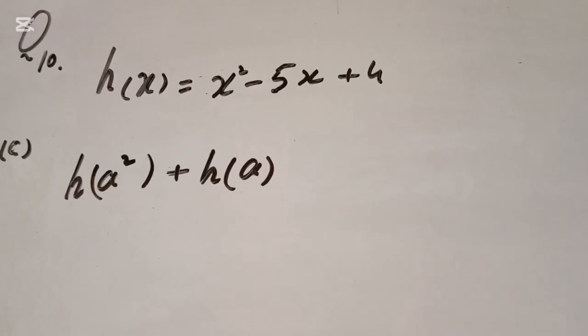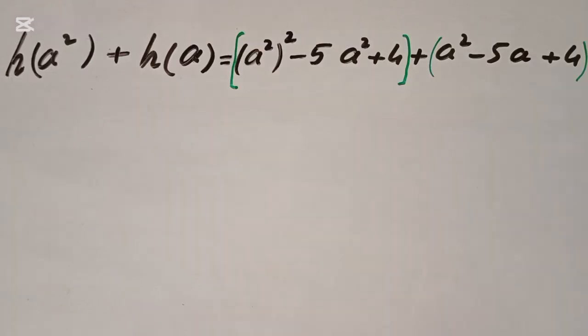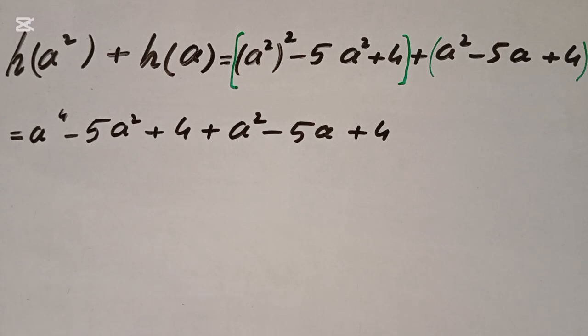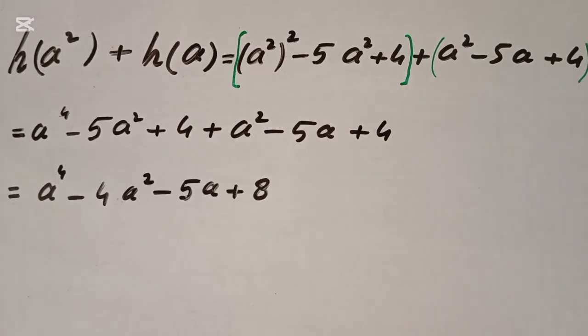We are supposed to find out h(a square) plus h(a) in terms of a. Now we solve it. Opening the brackets, it results this way. Solving this algebraic expression, it results in a to the power 4 minus 4a square minus 5a plus 8.